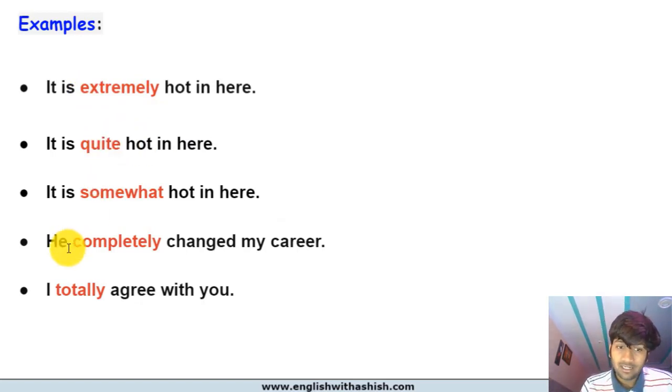All right. Next, he completely changed my career. So completely is the adverb of degree modifying the verb changed. In the first 3 sentences, these adverbs are modifying an adjective. Here it's modifying a verb. He completely changed my career.